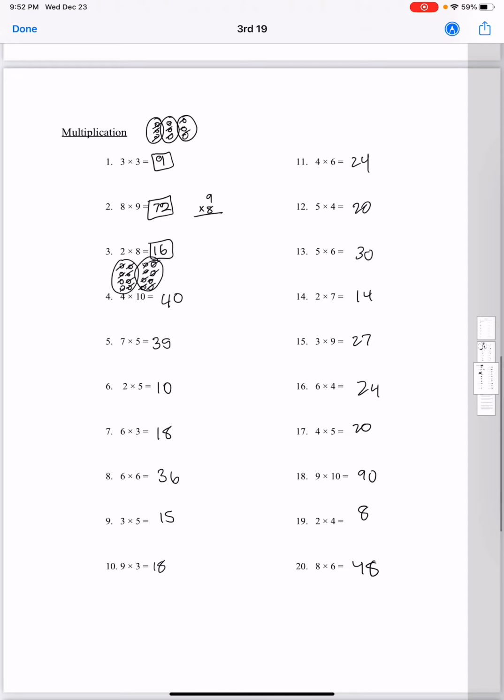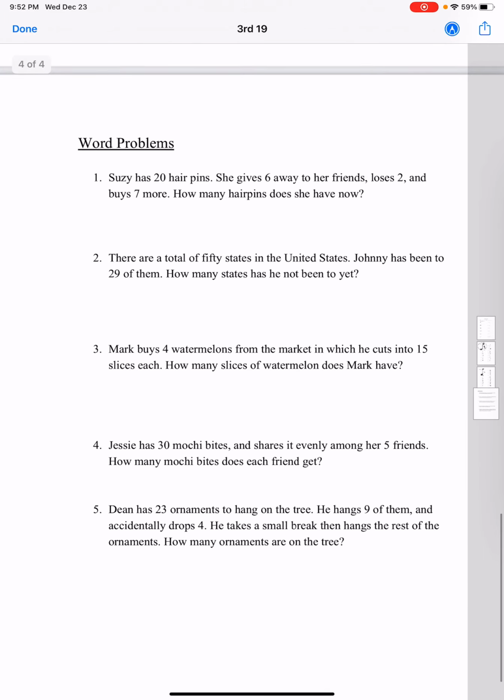Okay, moving on. Word problem. Susie has 20 hairpins. She gives 6 away to her friends, loses 2, and buys 7 more. How many hairpins does she have now? So she has 20 hairpins, and she gives 6 away. So minus 6. Change this to a 10 by bringing over a 1 from the 2. 10 minus 6 is 4. 1 minus nothing is 1.